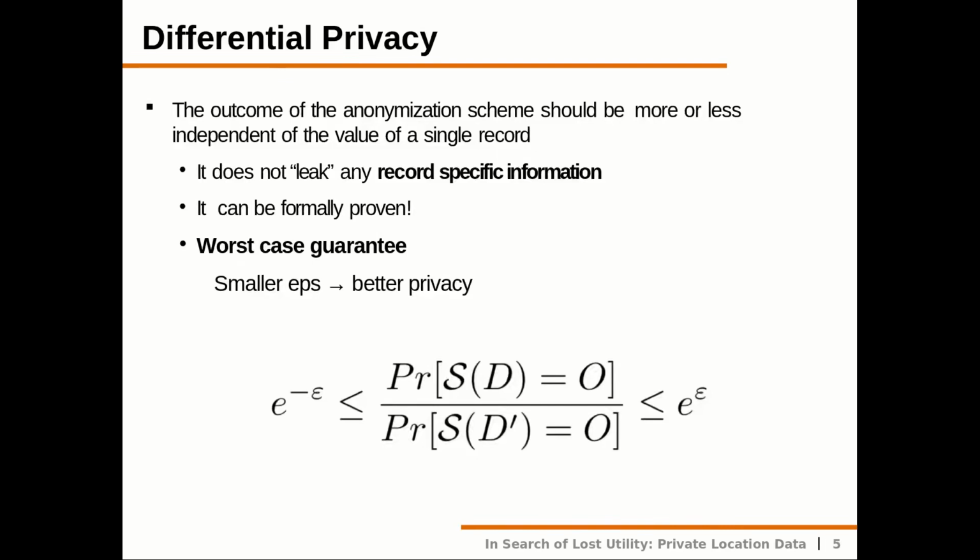Okay, just a very quick recap of differential privacy for those who do not really understand it. Just remember that the first line on the slide says the outcome of the anonymization scheme should be more or less independent of the value of a single record. So we hide user-specific information, and it gives us a formal guarantee and a worst-case guarantee.